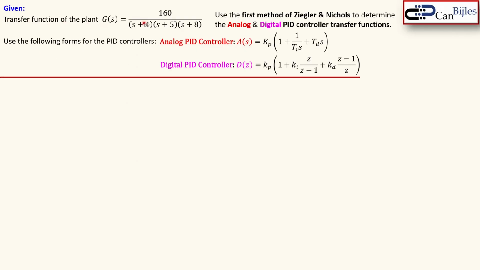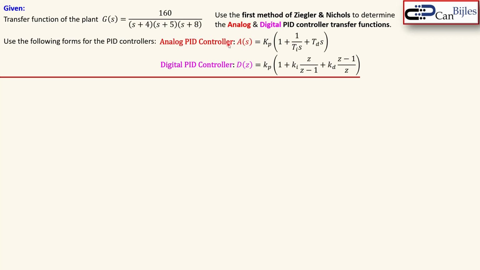In this case the plant is known, so we don't have to know that from the measurement, but it is also possible that you have the transfer function determined from the unit step response on the open loop configuration. That's possible. So I will have the transfer function already, and we will use the first method of the Ziegler Nichols. The first method means the open loop step input response method, to determine the analog and the digital PID transfer functions. And the following forms we will use for our PID controller.